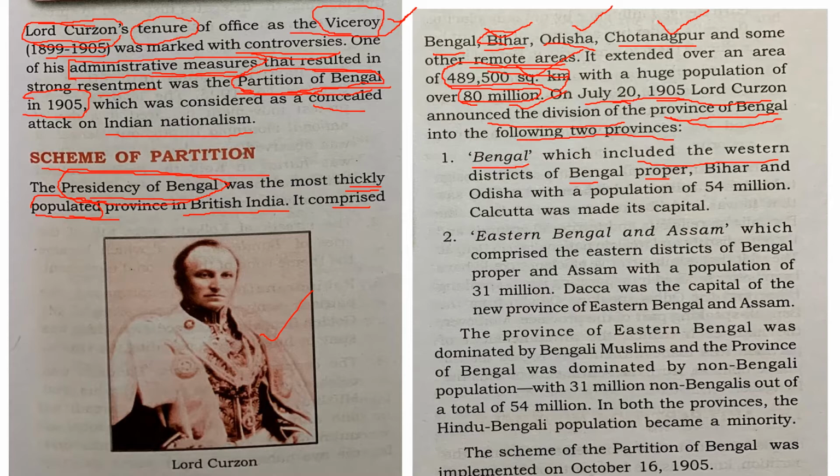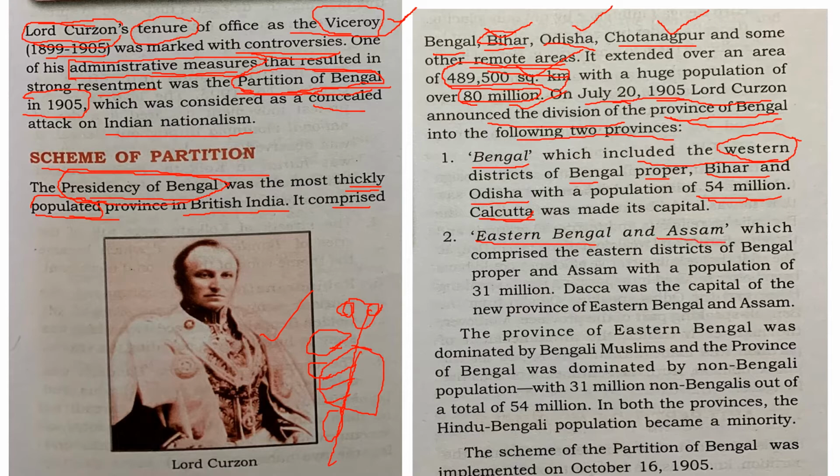One Bengal was with the western districts of Bengal. So if you take this as Bengal, all the western districts of Bengal were along with Bihar and Odisha, with a population of 54 million, and Calcutta was the capital. So this western portion of Bengal along with Odisha and Bihar, these three places together were divided into one part, and the population was almost 54 million, and Calcutta was its capital. So they made Calcutta the capital of West Bengal.